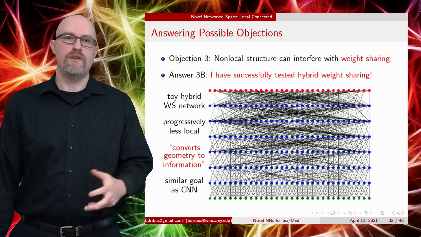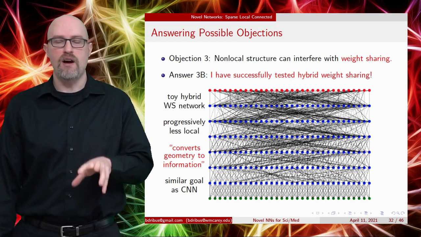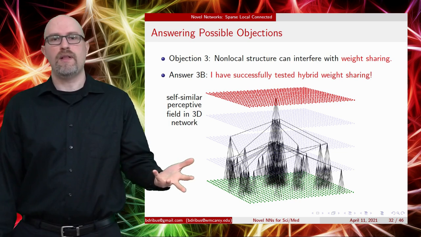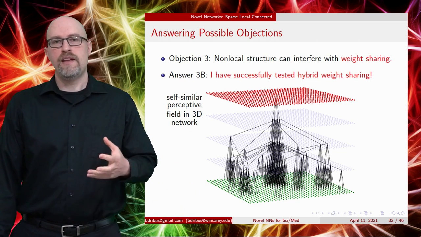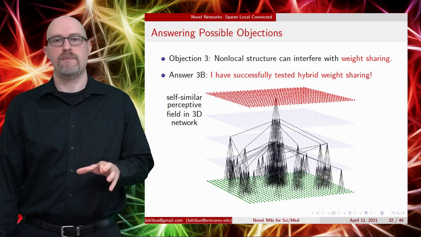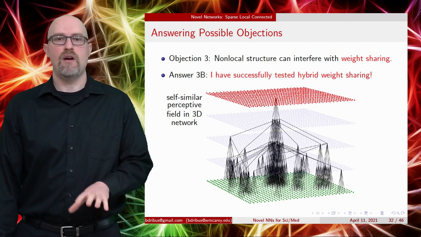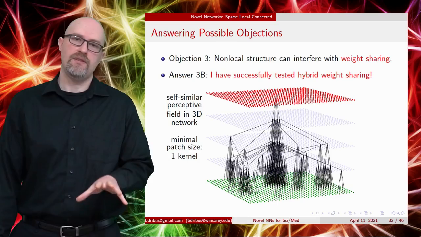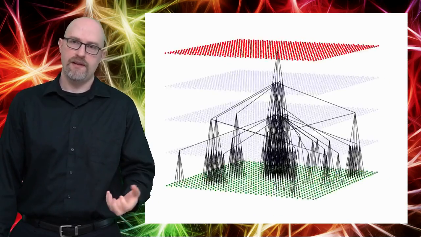The kind of structure involved can perhaps be better understood by returning to the viewpoint of a single output neuron. This also allows us to change and look at a more complicated three-dimensional network. The completely local structure in the first layer means that the patches of the perceptive field of this output neuron in the input layer are always at least as large as a single kernel. Here I animate the image to show the structure more clearly.